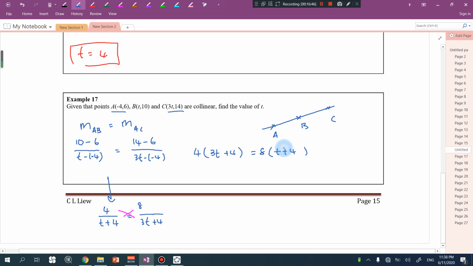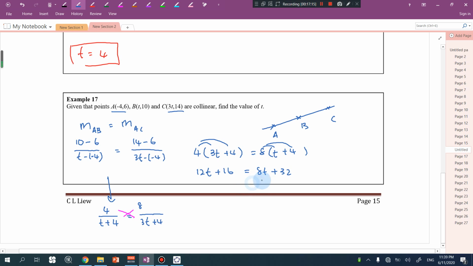Okay, let me check correct or not. 3T plus 4 times 4. Okay, correct. So this is, do some expansion over here. 4, 3, you get 12. 4, 4, 16. 8T plus, okay. So this is T. Okay, let me write again. This is T. This is plus.